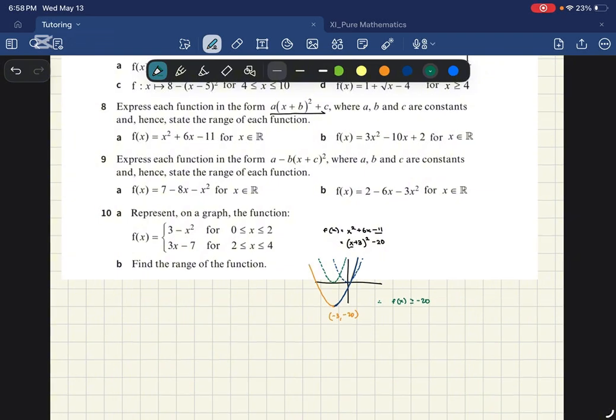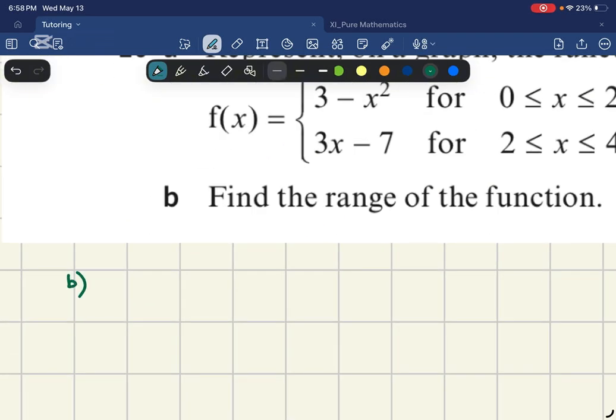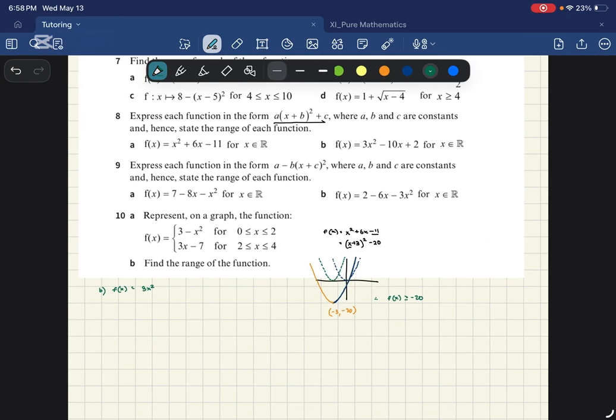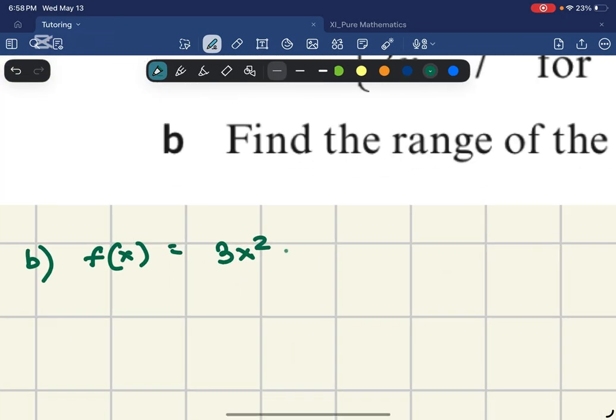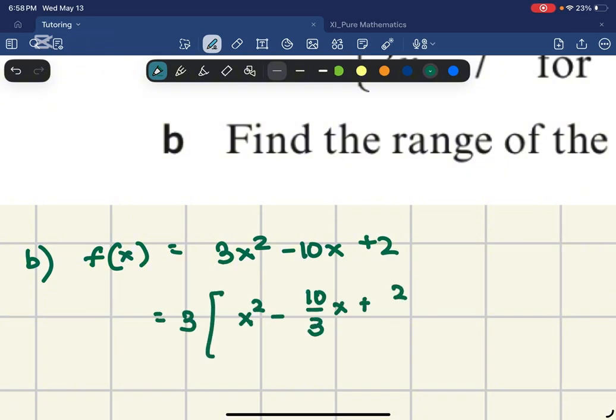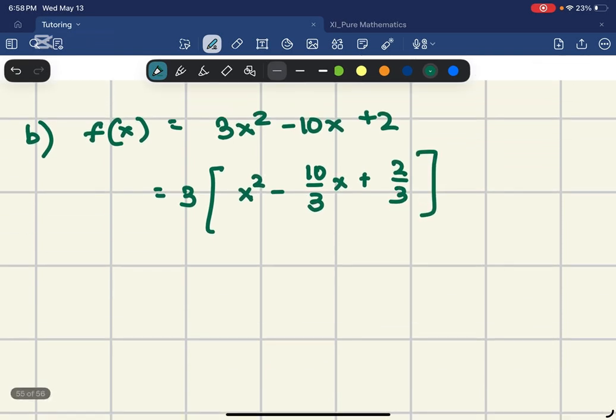And for 8b, we're going to do something similar. So for b, I have f of x is equal to 3x squared minus 10x plus 2. So you factor out your 3, you get x squared minus 10 over 3x plus 2 over 3. And now let's try to complete the square. I have 3 times x minus 5 over 3 squared.